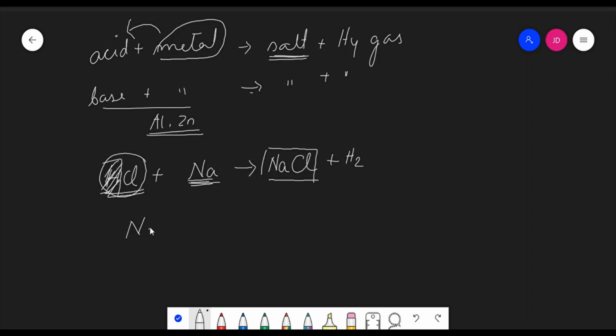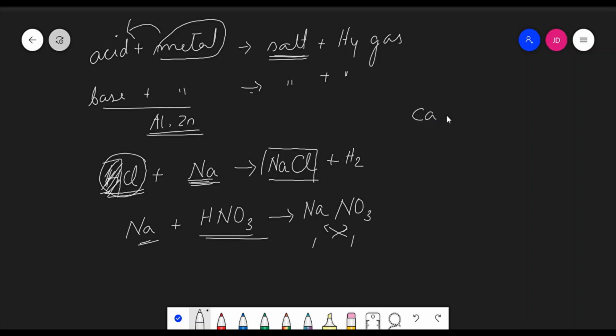Maybe let us take Na plus HNO3. This is the acidic part, so remove the H and write the rest, NO3. And what is the metal available here? NaNO3. Next step, obviously valences will be needed. Valency 1, 1 cross, no problem. Or you can try for this also.